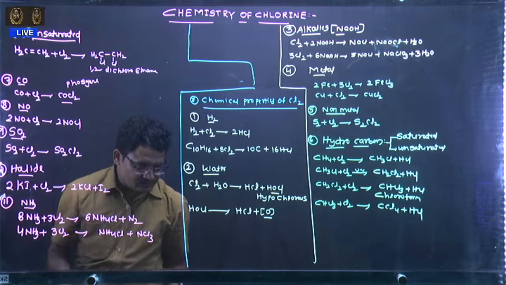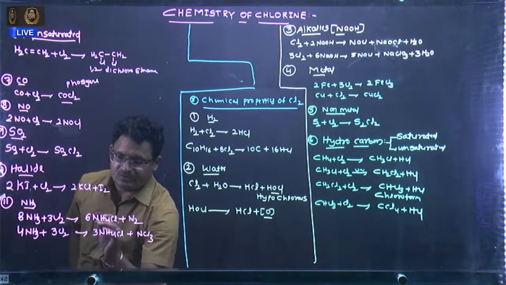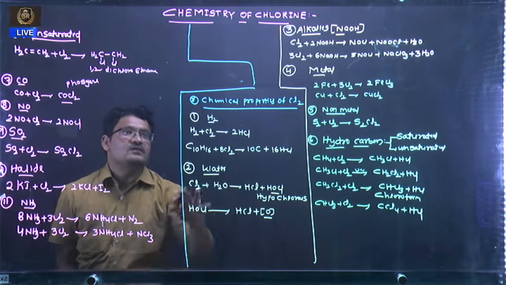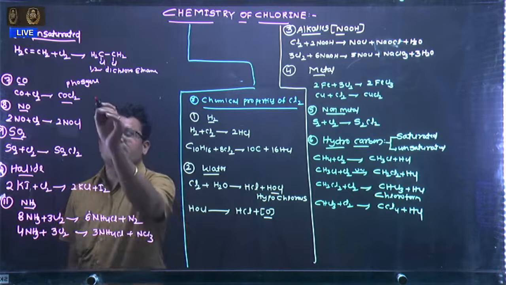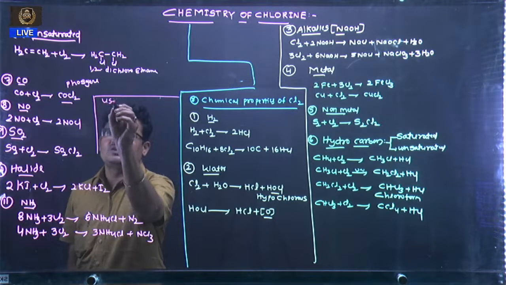When 4 moles of NH3 react, it contains 3 moles. So this is what happened in the chemical properties of chlorine. After this, the next topic is uses. So what are the uses of chlorine?